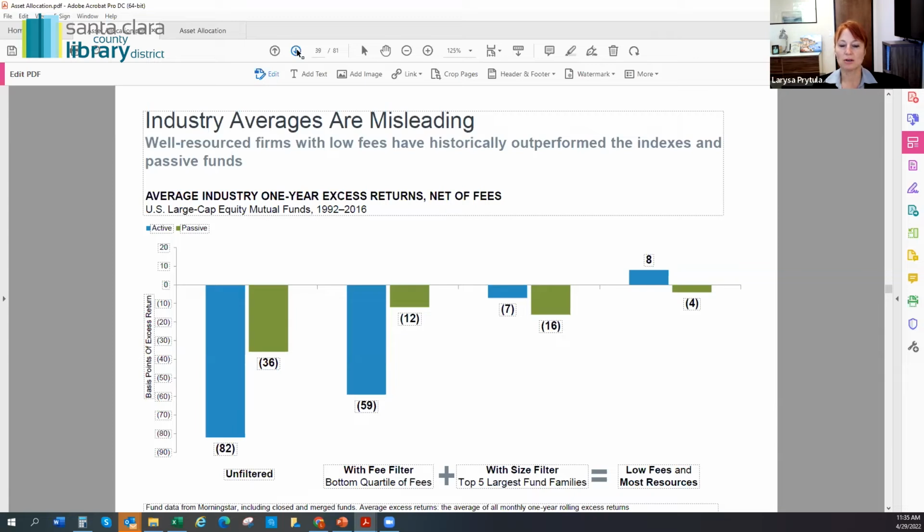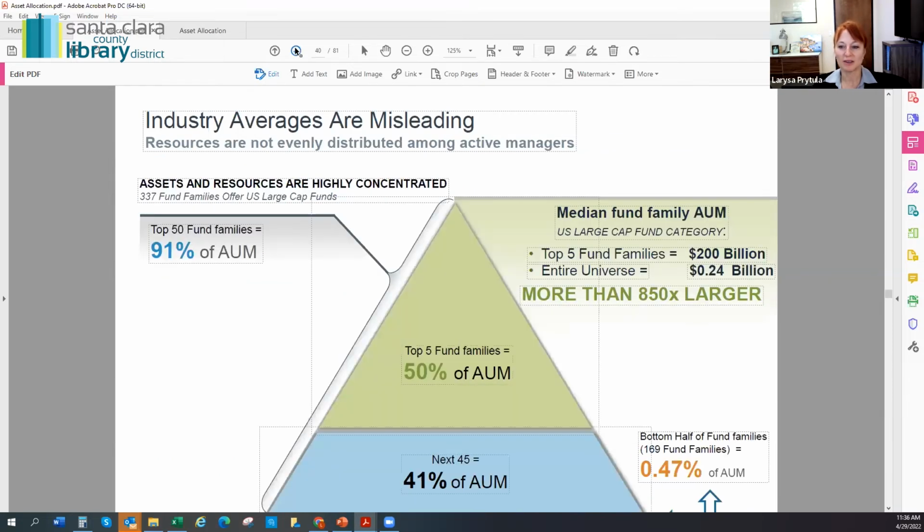Let's look at this chart. This is showing us basically different industry one year excess returns net of fees. So this is active management and the passive management. And definitely the active management does have a tendency to take a lot of risk. And because of that, they're trying to outperform the index. But unfortunately, their fees are high. And because of that, as a result, it's not always easy to beat the index.